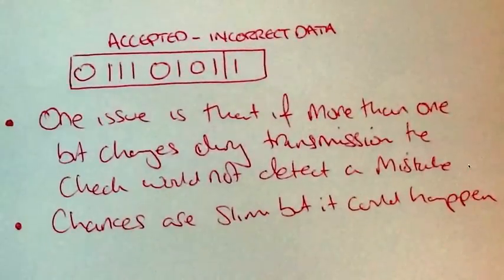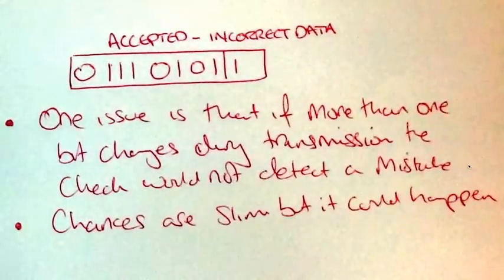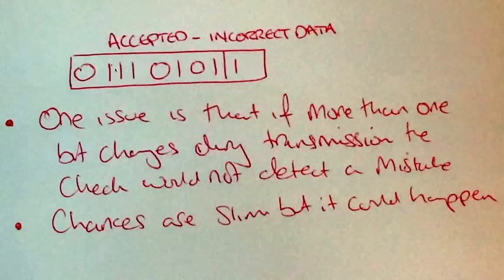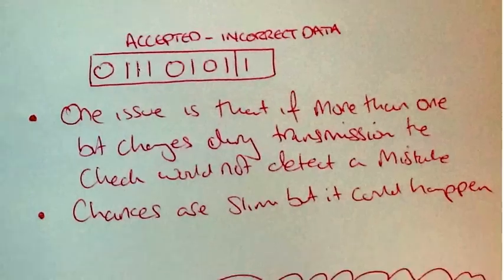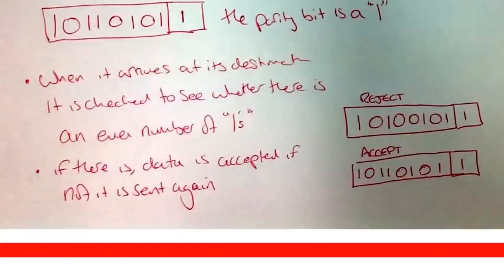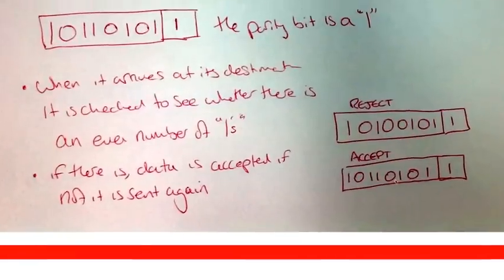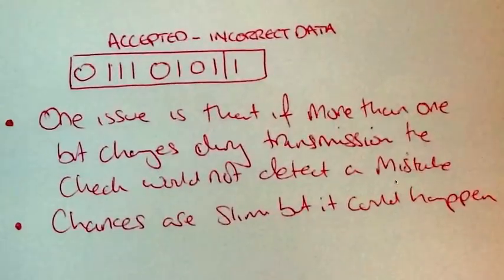However, there's one issue with parity bits, and that is if more than one bit changes during transmission, the check would not detect a mistake. So this data is completely different to what we had originally. And now we've got 1, 2, 3, 4, 5, 6 again, which is even, which is accepted, but that isn't the same as what we sent originally, which is here, because two bits have changed. So if two bits change, then we've got a problem. However, it's unlikely that's going to happen, but there's still a slim chance that it could happen.